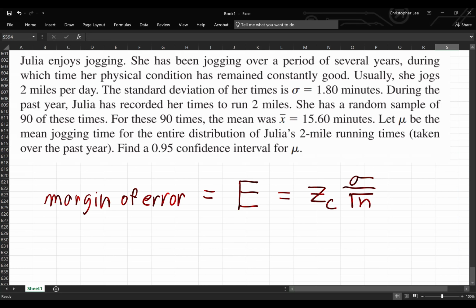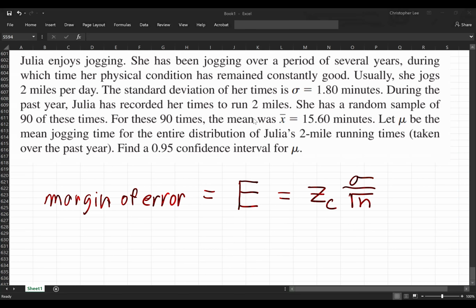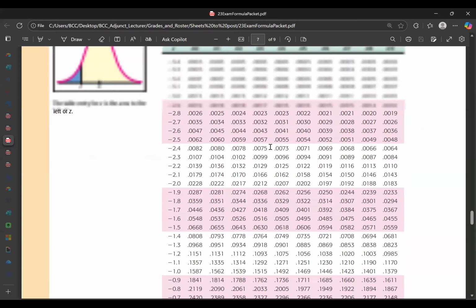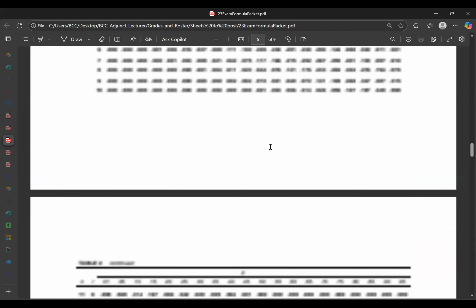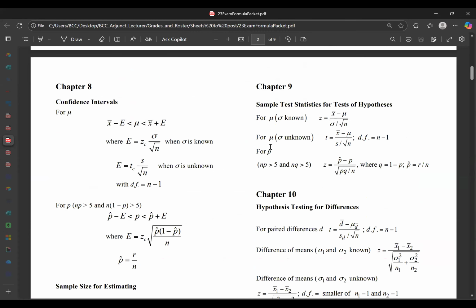Exactly. But real quick, before we jump into this, let me show y'all where this is on the formula sheet. As soon as I figure out where my formula sheet is, one second. Oh, here it is. So look, this is where my margin of error formula is. E is equal to Z critical times standard deviation over the square root of N when sigma is known. My final answer looks like some interval like that, right?